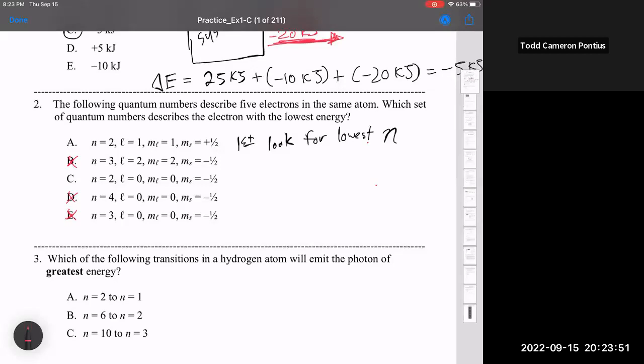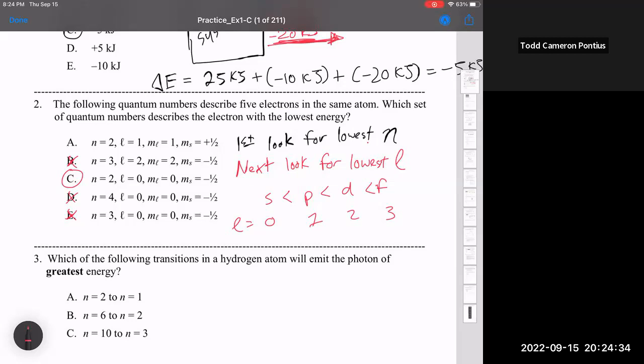Halfway done. Now, the next one is going to be l. Because s is lower in energy than p, which is lower in energy than d, which is lower in energy than f. This corresponds to l equals 0, 1, 2, and 3. So the answer is going to be C. Okay. This is the 2s subshell. It is closest to the nucleus. The closer it is to the nucleus, the lower the energy is going to be, the more stabilized our electrons are going to get.